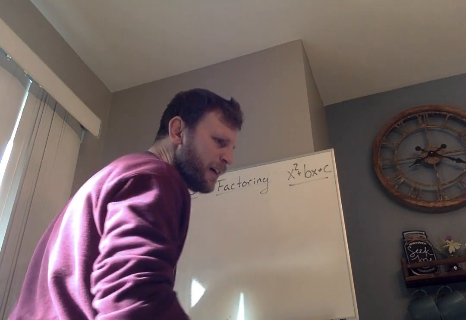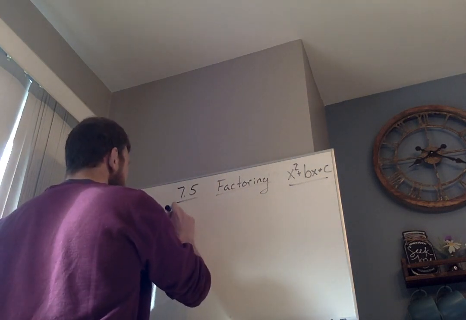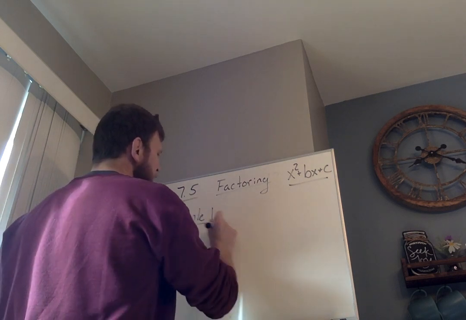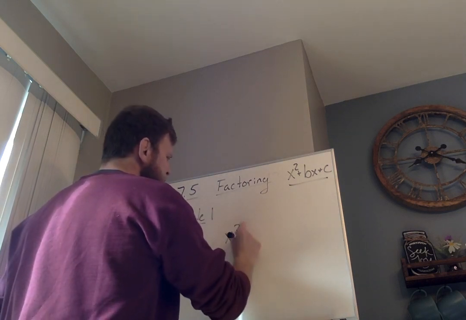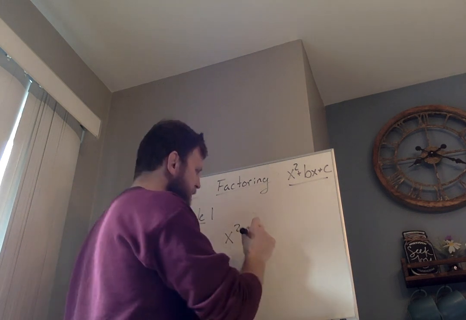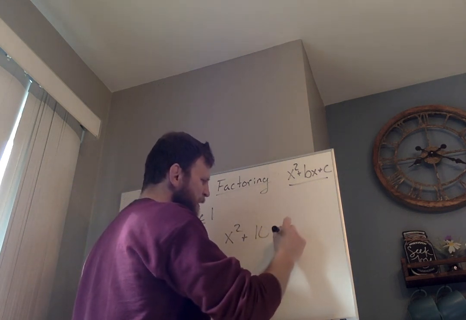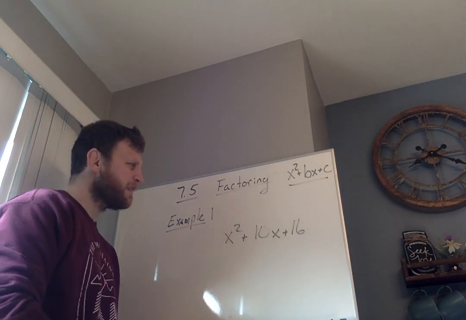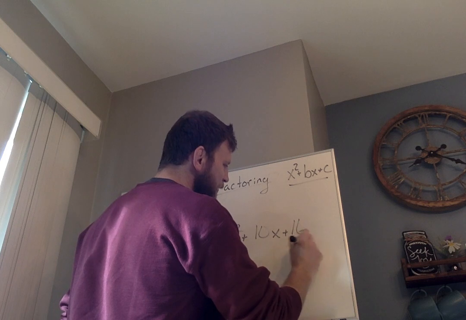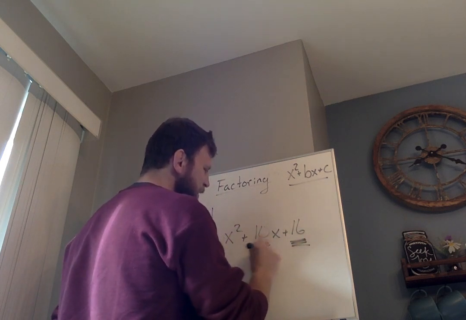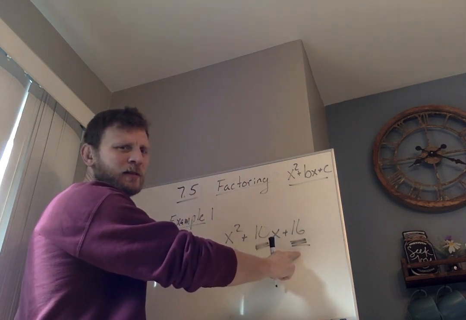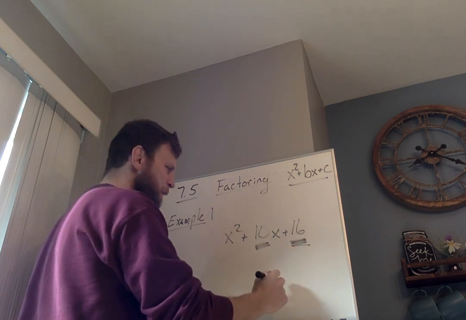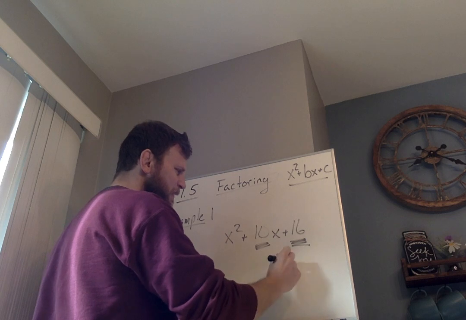It says, example 1. And it says x squared plus 10x plus 16. So there's a trick to factoring these, right? And it's all about this number here and this number here. But this one's really important. This one's the one I'm after. This is the one I want to pay attention to. So let's look at 16.